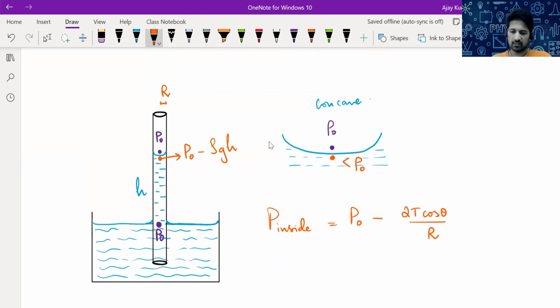Now, what have we just found out? We found out pressure inside the meniscus. We know pressure outside the meniscus. We know pressure inside the meniscus, means we know pressure difference across the meniscus. Can one of you tell me, using pressure difference across a membrane or a surface, what can be calculated? Using pressure difference across a liquid surface, what can be calculated?